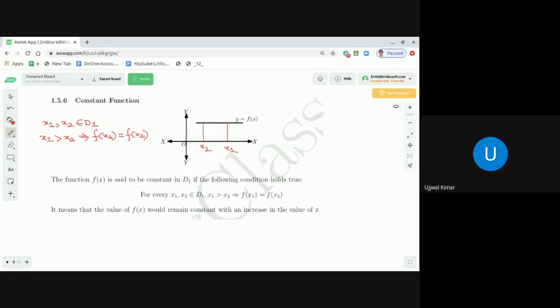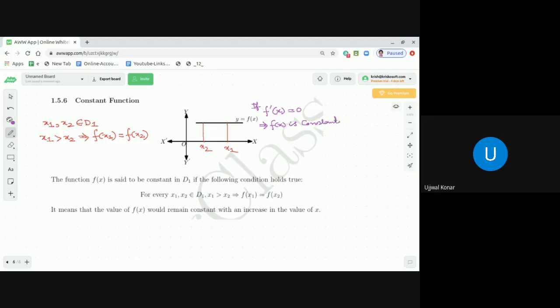Now, how is differential calculus going to help us? You recall, dear students, when you studied differential calculus, we understood one thing: the differentiation of a constant is 0, isn't it? d/dx of 5 is 0, d/dx of k is 0, where k is a constant. So from there we can say that if f dash x is equal to 0, that implies f(x) is constant.